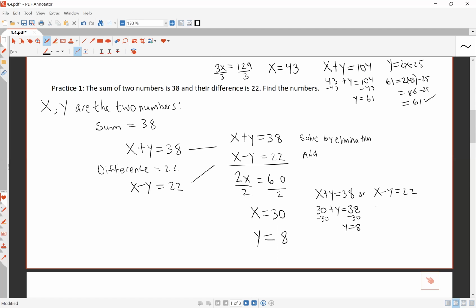Or if we set x equal to 30 in the other equation, we can subtract 30 from both sides and get negative y is negative 8, or the opposite of y is negative 8, giving us y is equal to 8. So one number is 30 and the other number is 8. Their sum is 38 and their difference is 22.